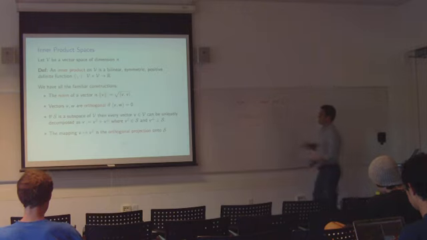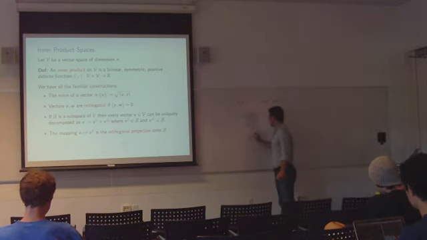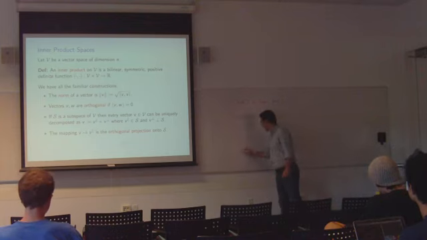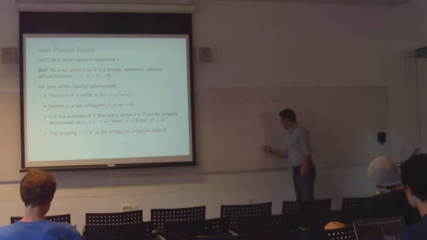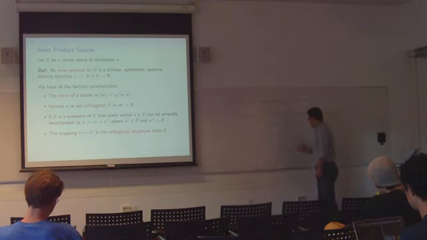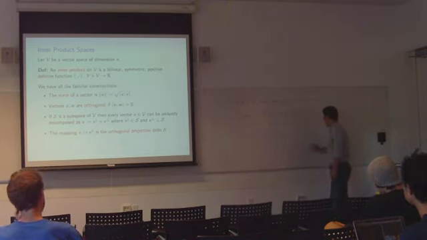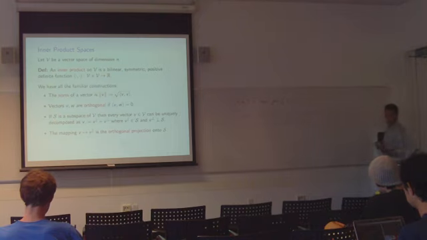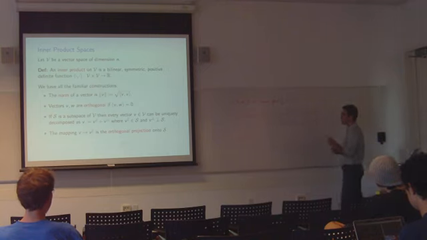And then symmetric just means that the inner product of V and W equals the inner product of W and V. And positive definite means that the inner product of V with itself is bigger than or equal to 0 always. But it can be equal to 0 if and only if V itself equals the 0 vector. So these are the three conditions which define an inner product: a symmetric, bilinear, positive definite function of two vectors, on V cross V.